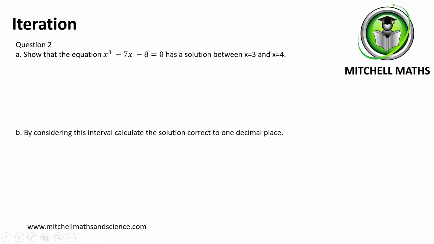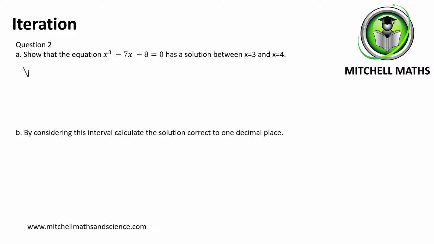Question 2. Show that the equation x cubed minus 7x minus 8 equals 0 has a solution between x equals 3 and x equals 4. To show that this equation has a solution between those two values, you need to show that one of them needs to be below 0 and one of them needs to be above 0.